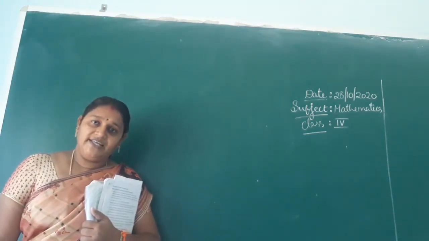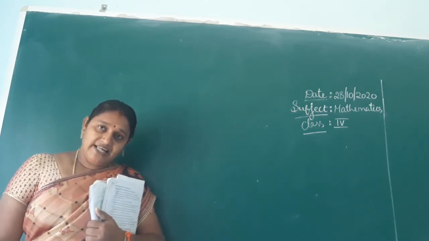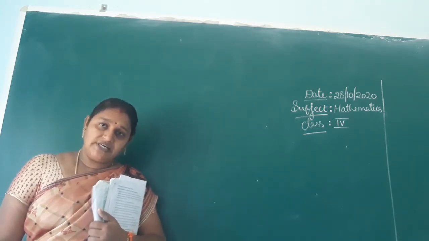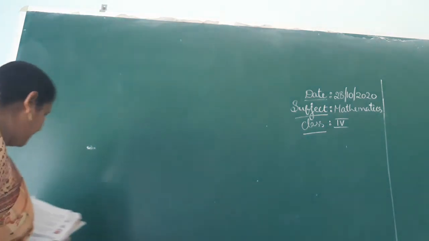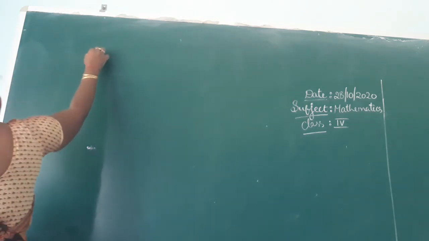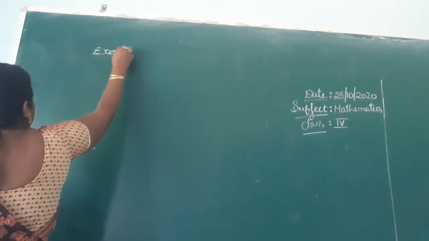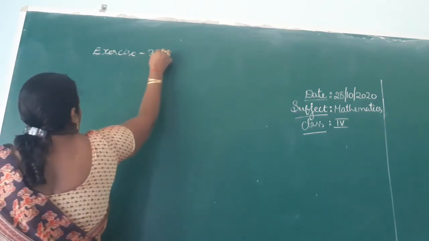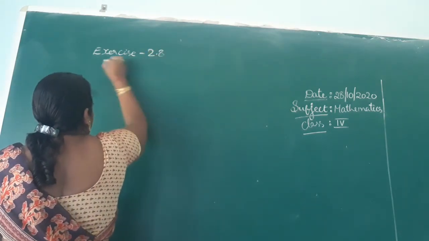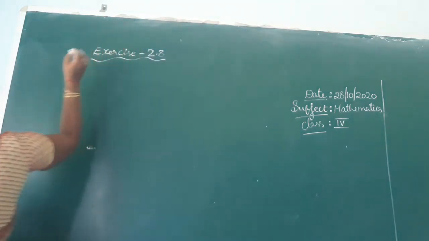Hope you all are fine. Okay, in the previous session, we completed exercise 2.7. Now I'm going to start exercise 2.8. It's regarding both addition and subtraction of numbers. Word problems regarding addition and subtraction. You have to do both operations in this type of problem.